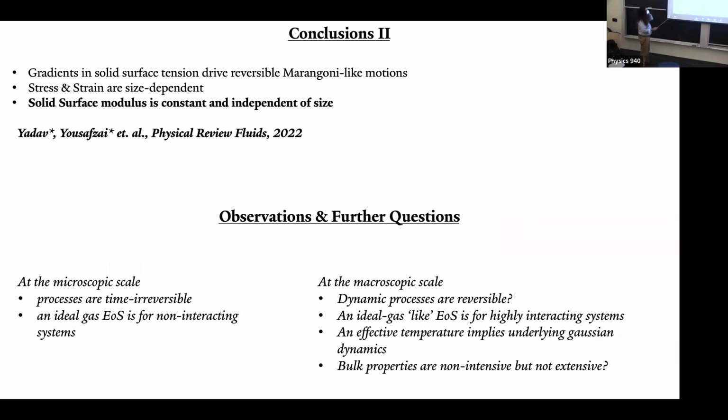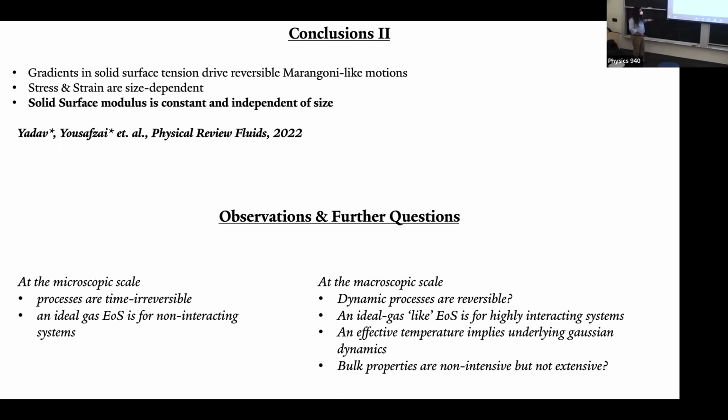So overall, we showed that gradients in solid surface tensions can drive Marangoni-like motions. I have to call them motions now since they're not closed. But again, the stresses and strains are size dependent, and that's going to yield a constant surface modulus. So there's a lot of things. I mentioned wanting to connect microscopic to macroscopic behaviors. I only showed you the macroscopic.